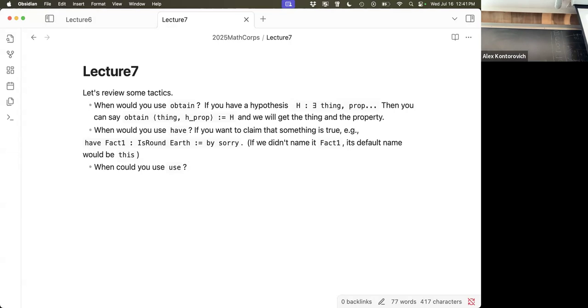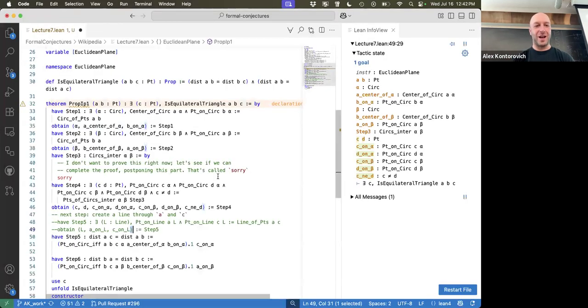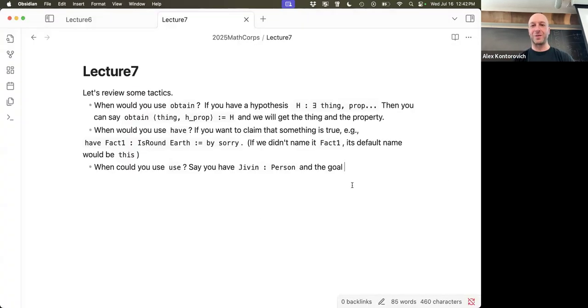When could you use use? Yeah, if the goal is there exists. Let's say you have a Jiven of type person. There's a person named Jiven, and you're trying to figure out if somebody's in the room. And the goal, let me grab the goal symbol, is to prove that there exists a person in the room.